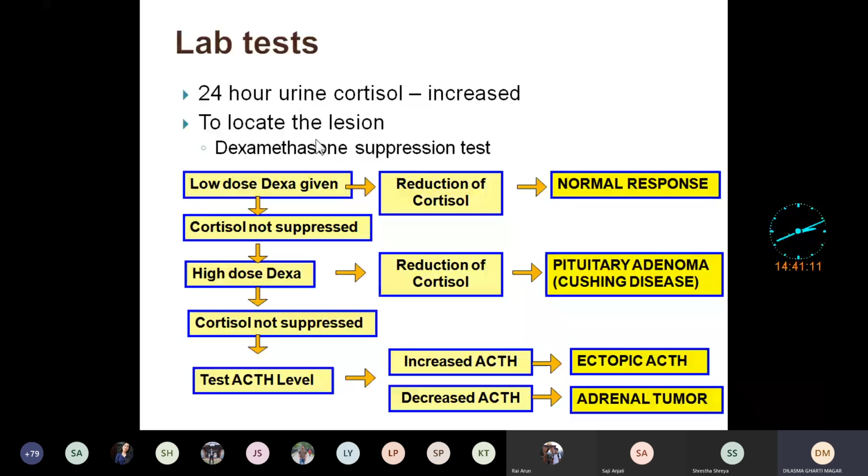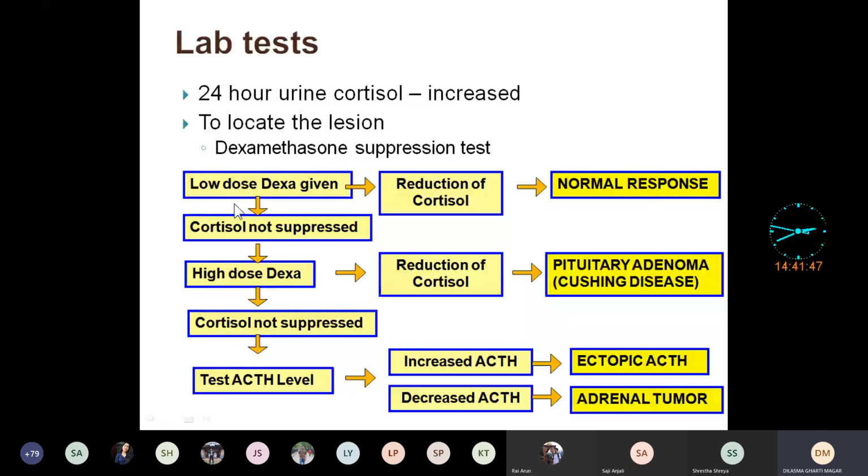To locate the lesion, we will give the dexamethasone suppression test. Dexamethasone is a steroid, isn't it? At first we will not give the high dose, but the low dose of dexamethasone. In a normal response there will be a reduction of the cortisol, which indicates that the person has a normal level and no tumor is there. That is known as a normal response.